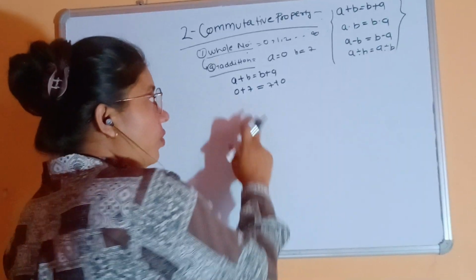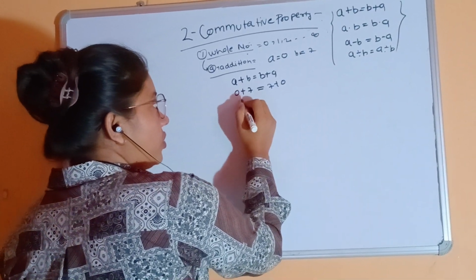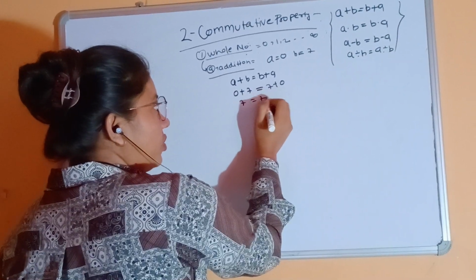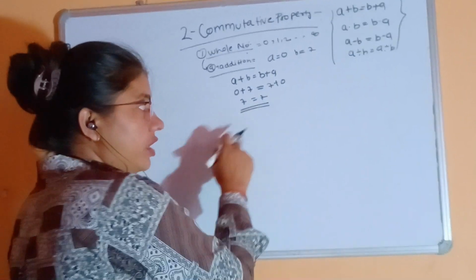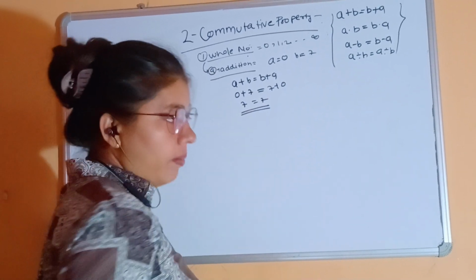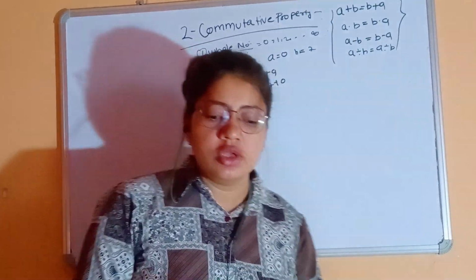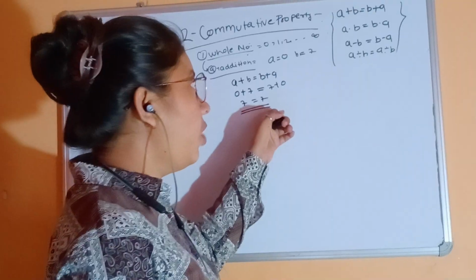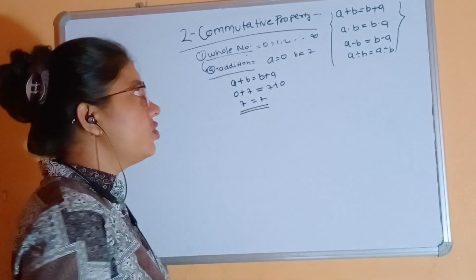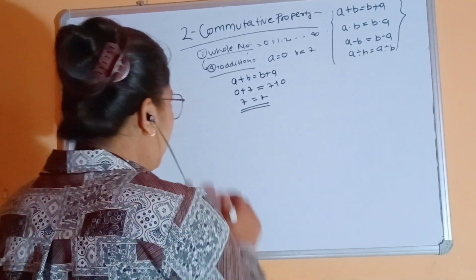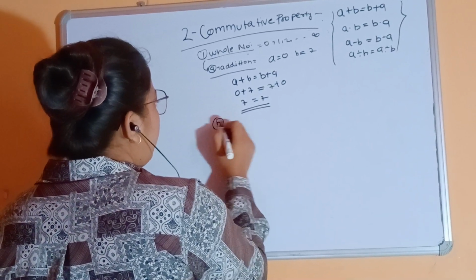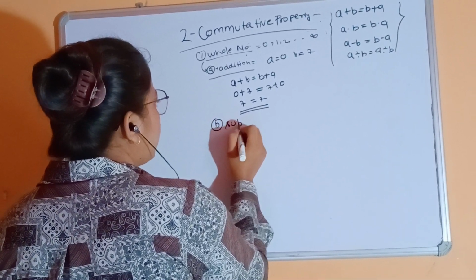We know 0 plus 7 is equal to 7, and here 7 plus 0 is equal to 7. That means this property follows in whole numbers for the commutative property. In your book, addition is commutative because LHS is equal to RHS. Now you understand the property for addition.